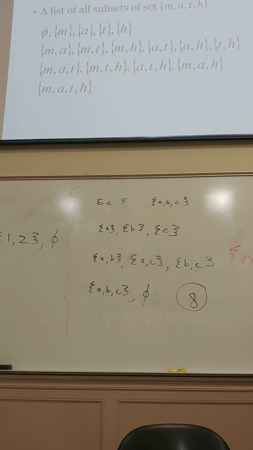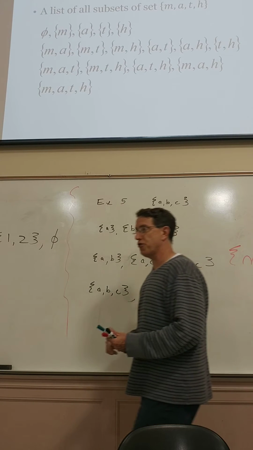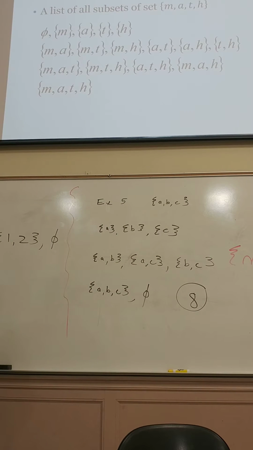And then what I did is just knock a letter out. So knock out the H, gives you MAT. Knock out the A, knock out the M, and knock out the T. I didn't exactly go in order there, but I think you got the gist of what I just did. And then, of course, you have the set itself. That gives you 16 subsets.